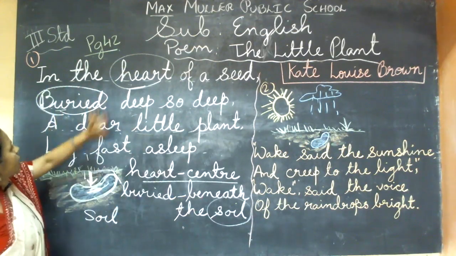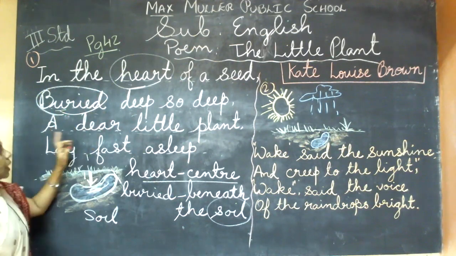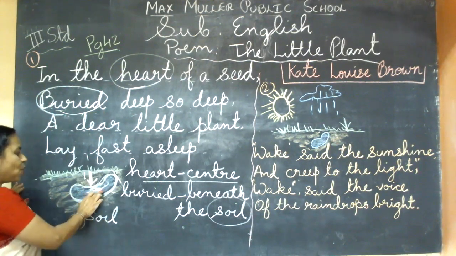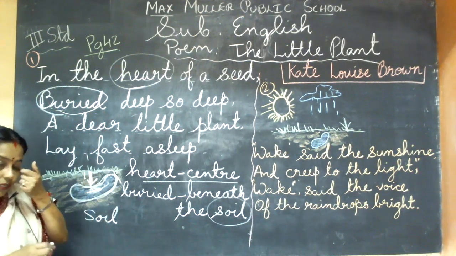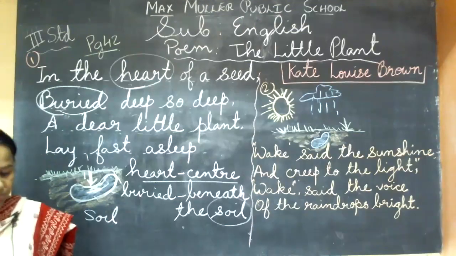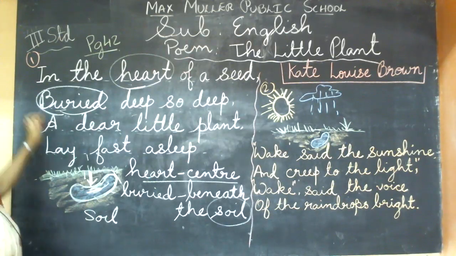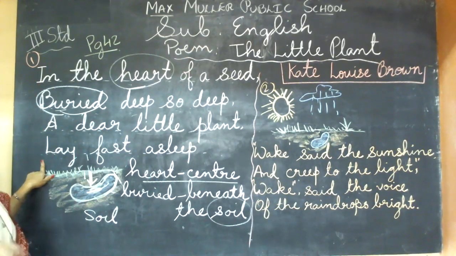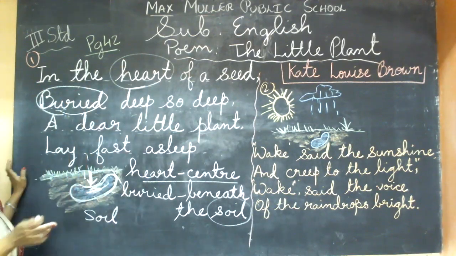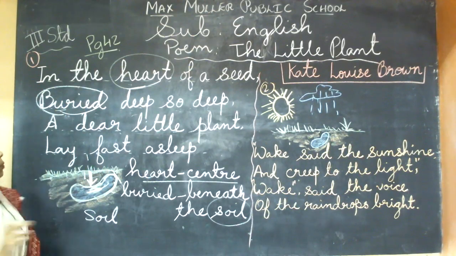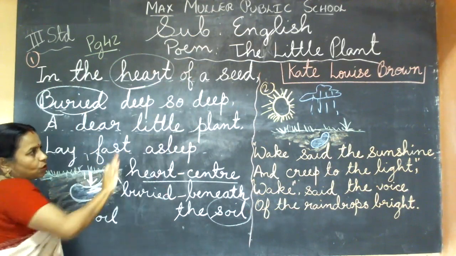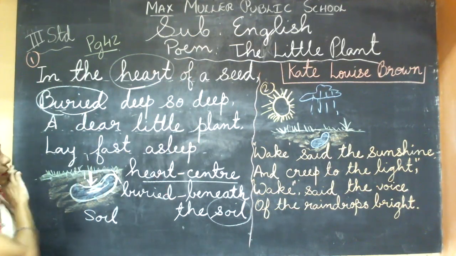One more time, read. In the heart of a seed, buried deep, so deep, a dear little plant lay fast asleep. It is sleeping like a small baby inside the seed. And when I give a poem for writing and memorization, few things you understand, children. First letter, it is always a capital letter. In one line, how many words are there that you should write? I think in the previous test, you people wrote three words and then started the second line. No, how the poet is writing, like that you should follow.